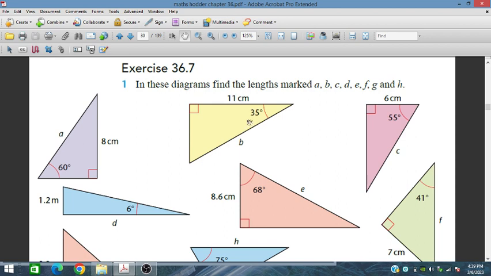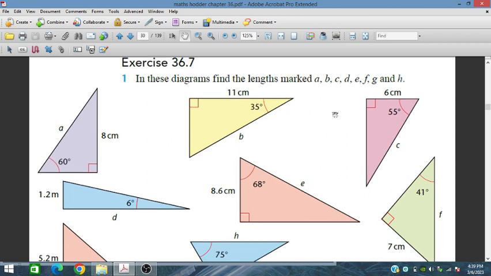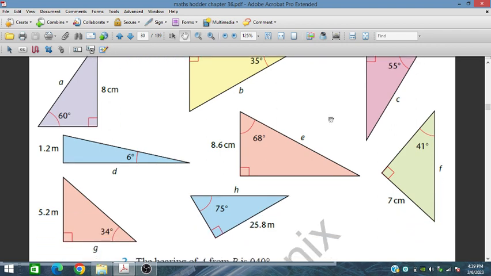In the next section, we'll discuss 36.7.